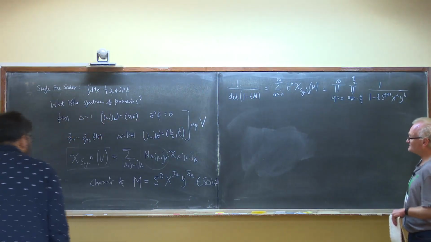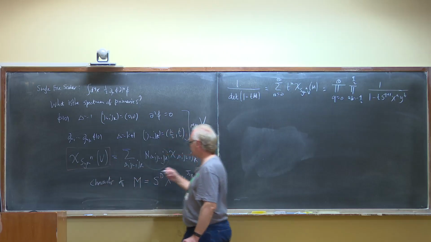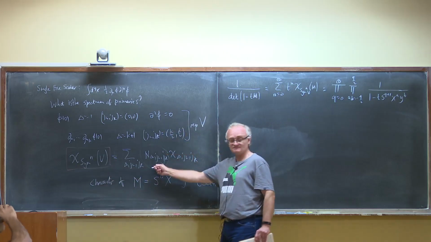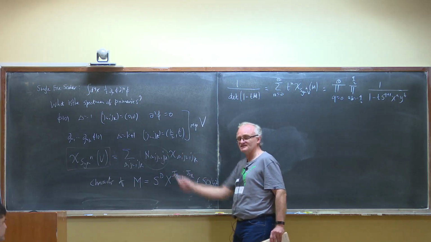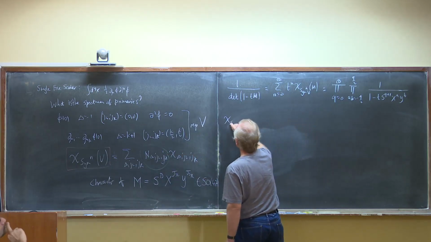So that's the thing that I'd like to calculate. And once I expand this out, I'm going to set this character equal to the sum and try to find the integers. So that's the problem. How do you find the integers? So let's start off and massage this a bit. So let's say chi, sum n of V.